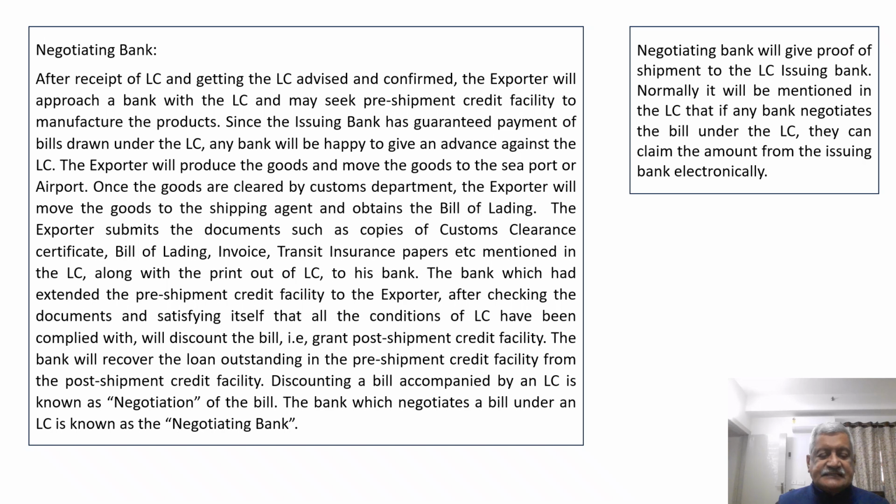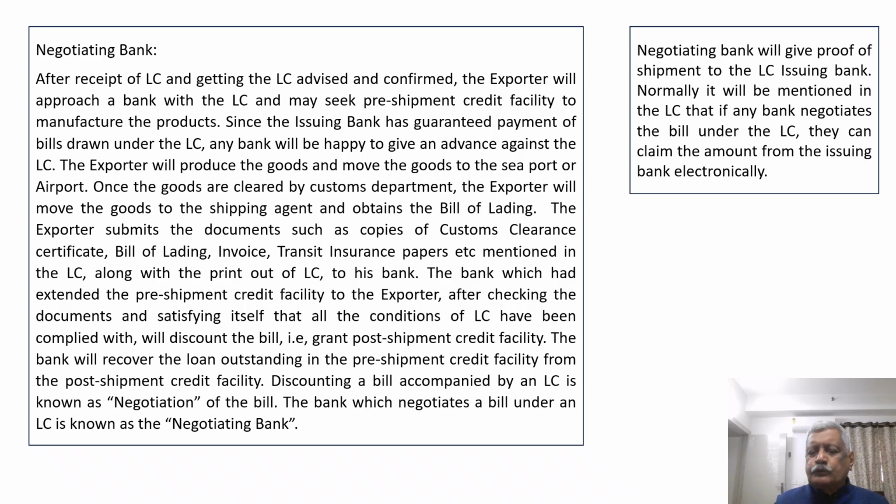The bank which had extended the pre-shipment credit facility to the exporter, after checking the documents and satisfying itself that all the conditions of the LC have been complied with, will discount the bill, that is, grant a post-shipment credit facility. The bank will recover the loan outstanding in the pre-shipment credit facility from the post-shipment credit facility. Discounting a bill accompanied by an LC is known as negotiation of the bill. The bank which negotiates a bill under an LC is known as the negotiating bank.